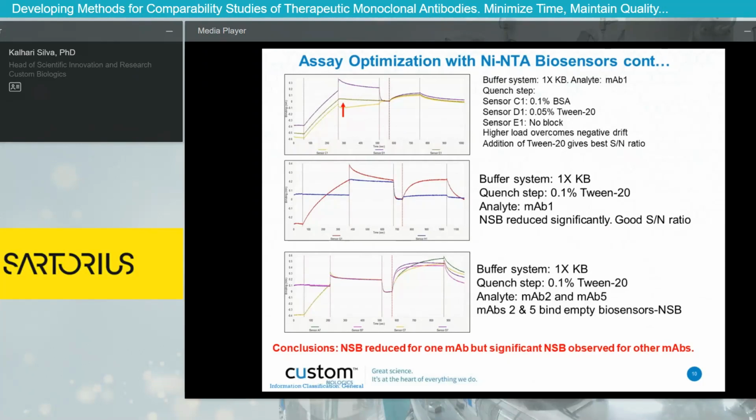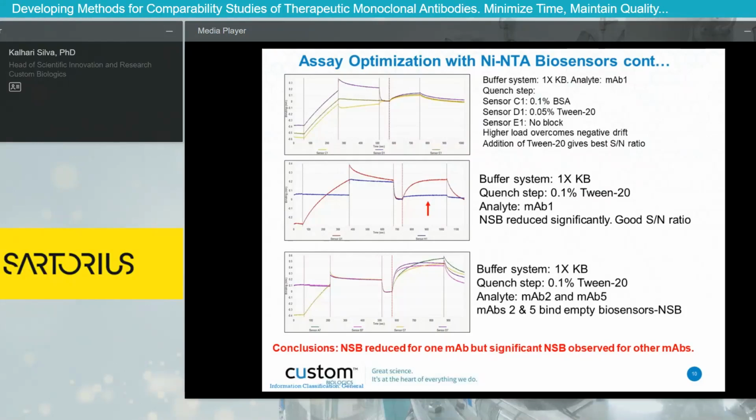So we have another sensor which is loaded, as you can see from the red trace in the next sensorgram, and then we have another sensor without a load, as seen by the blue trace. Here you can see that the signal is actually quite high for the loaded sensor in comparison to the one without load, suggesting that we have reduced the non-specific binding and we have obtained a good signal to noise ratio. So then our next task was to move on to the next pair of monoclonal antibodies.